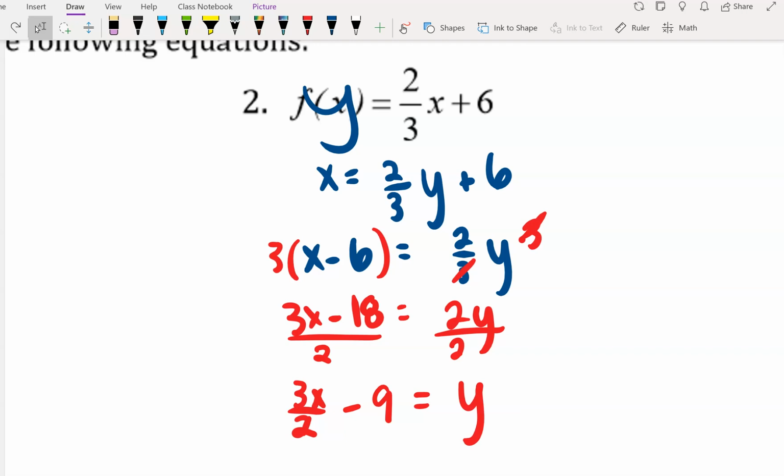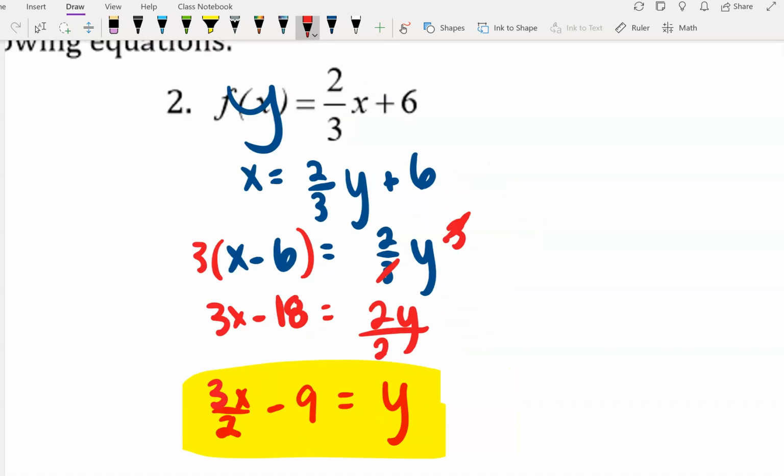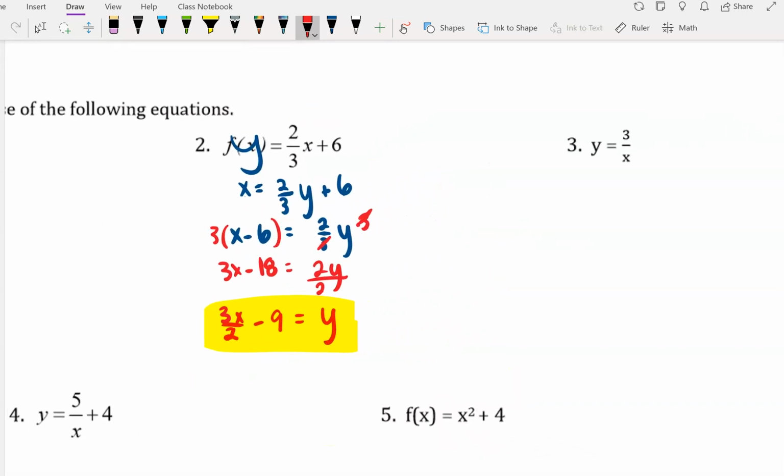Right, so this here, oh, didn't mean to draw a line through it. Sorry, my computer's a little glitchy right now, and it's not letting me erase that. Okay, there we go. Dang it. That was supposed to be 3x over 2 minus 9. So that's my answer. Sorry about that.